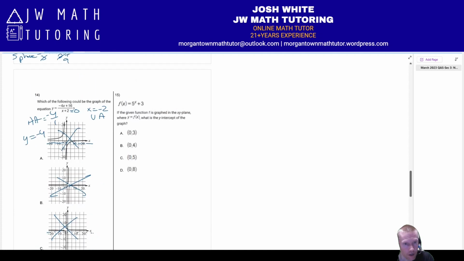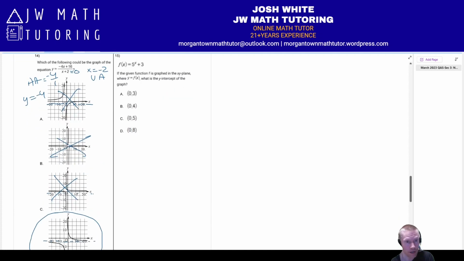Notice another thing you could do if you just forgot about the horizontal asymptote is you could also plug in 0 for x to get the y-intercept, and it turns out that the y-intercept is going to be 8. In other words, it's going to be 0, 8. So you could also look at the graphs and see which of these crosses at what looks like 0, 8. It's going to be D as well. So there are multiple properties of this rational function that you could look at to determine which graph is going to be the correct one.